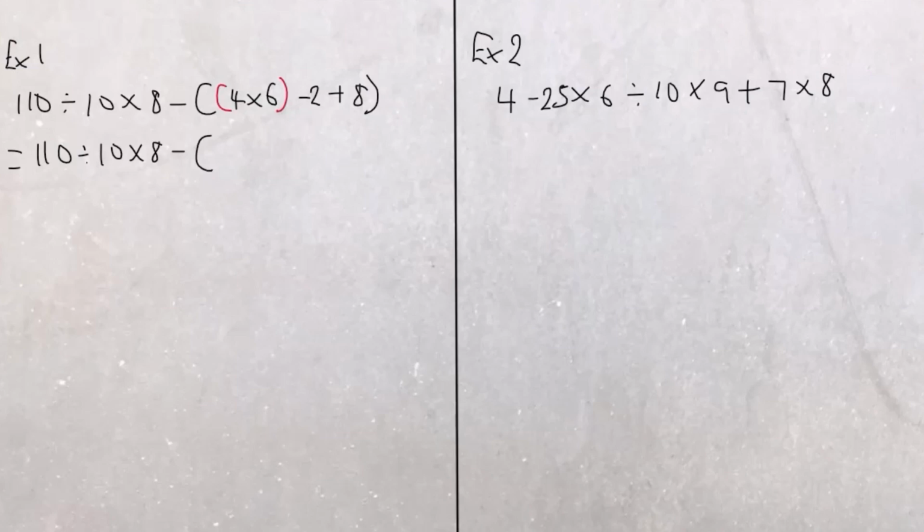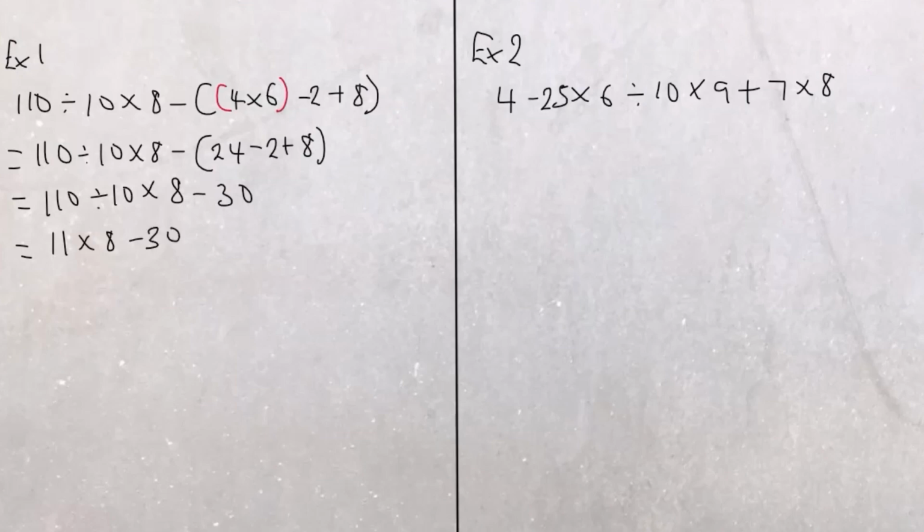4 times 6 will give us 24. Minus 2 plus 8. We still have brackets. Bring down the other ones. 24 minus 2 will give us 22 plus 8 will give us 30. We have subtraction, multiplication and division. From the left, division comes first. 110 divided by 10 will give us 11 times 8 minus 30. 11 times 8 is 88 minus 30. And solving this, we have 58, which is the final answer.